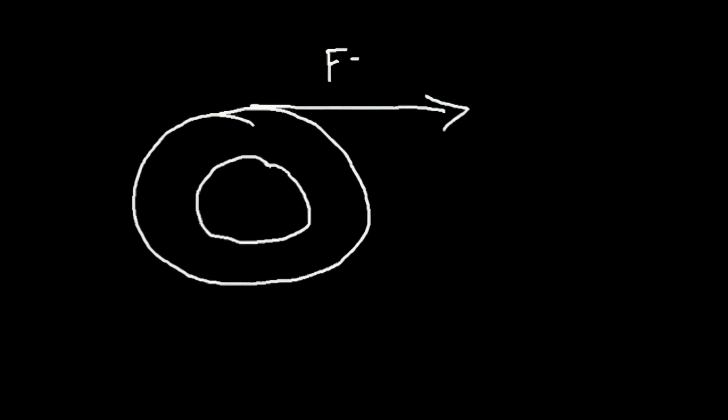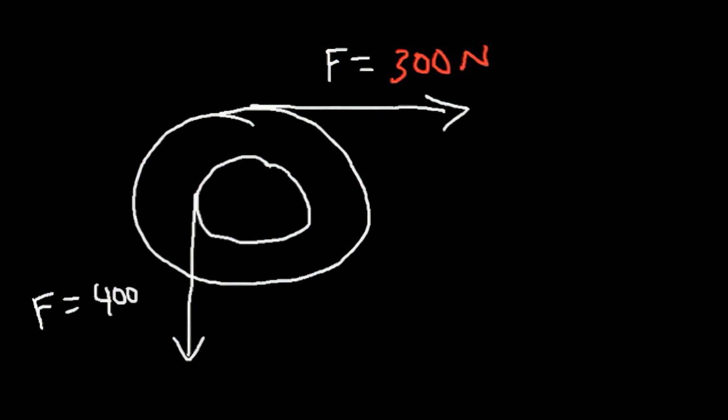Now what if we have a compound wheel? So we have two circles, and let's say we apply a force of 300 newtons and another force of 400 newtons, and let's say that the radius of the larger wheel is 2 meters, and the radius of the smaller wheel is 1 meter. What is the net torque acting on this system?